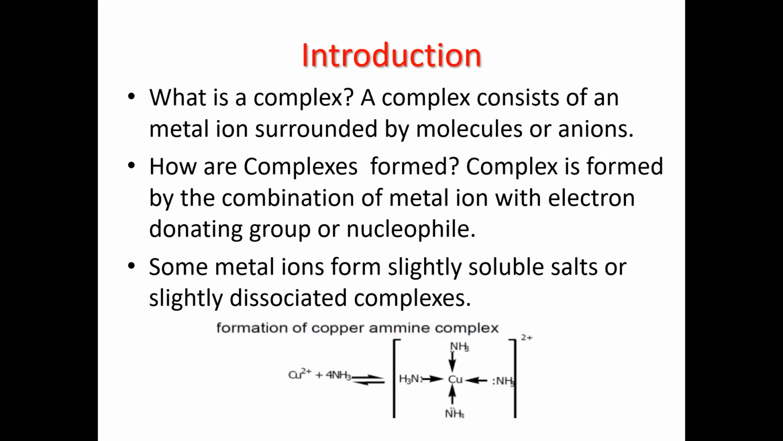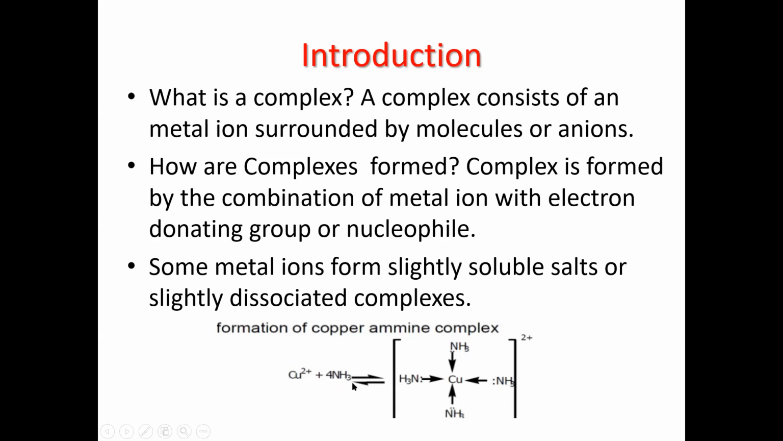By introduction, when we talk about complexometric titration, it means that there is a formation of a complex. And this complex we're talking about is a metal ion which is surrounded by molecules or anions. And these complexes are usually formed when a metal ion is combined with an electron donating group or a nucleophile. Look at the example in the equation below.